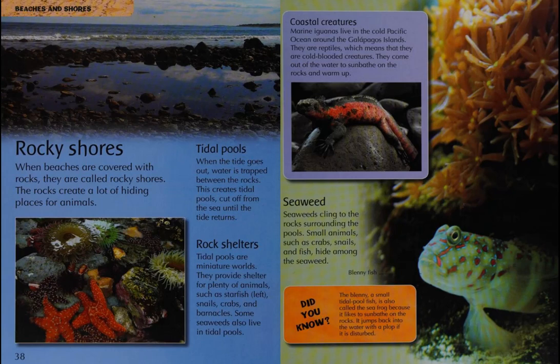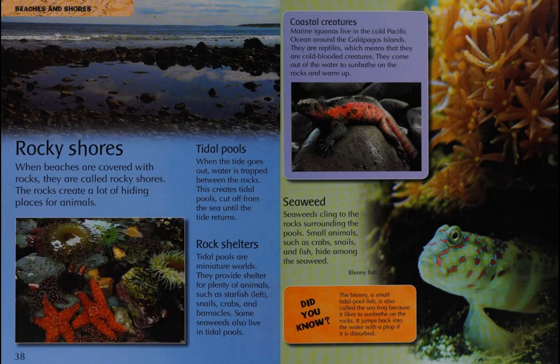When the tide goes out, water is trapped between the rocks. This creates tidal pools, cut off from the sea until the tide returns. Rock shelters. Tidal pools are miniature worlds. They provide shelter for plenty of animals, such as starfish, limpets, snails, crabs, and barnacles. Some seaweeds also live in tidal pools.